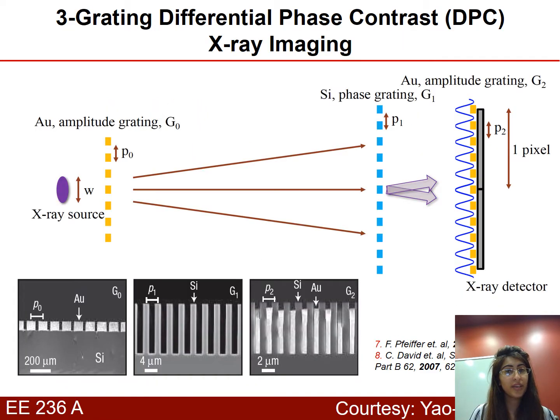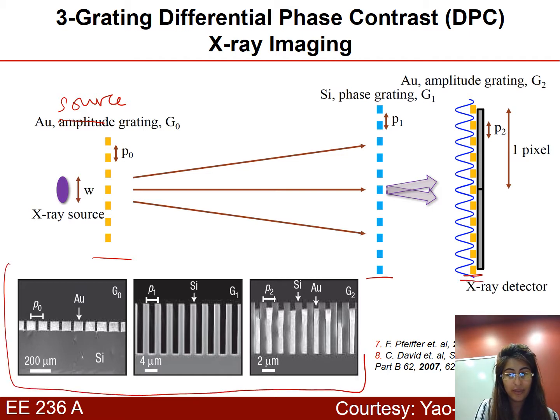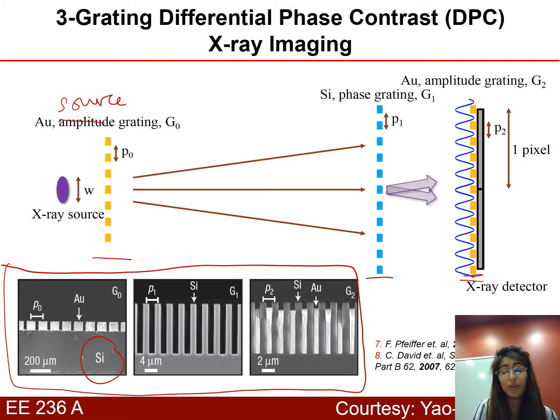So, what is three-grating differential phase contrast X-ray imaging? As you can see, it uses three different gratings: G0, which is the source grating with the period P0, phase grating G1, and G2, which is an amplitude grating. Let's look at the scanning electron micrographs of these three gratings. You can see that all of these gratings are made of silicon wafer using various photolithography techniques in the cleanroom. G0 and G2 are then electroplated with gold at the end of the fabrication process.